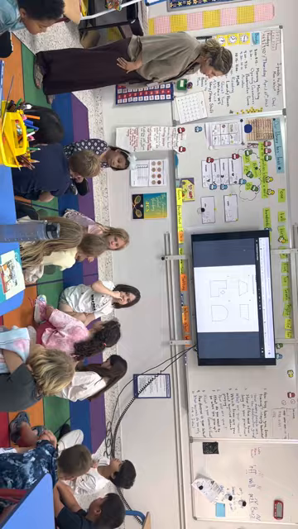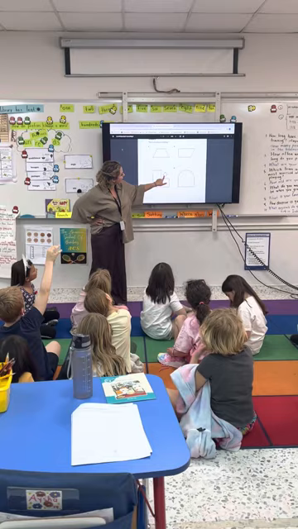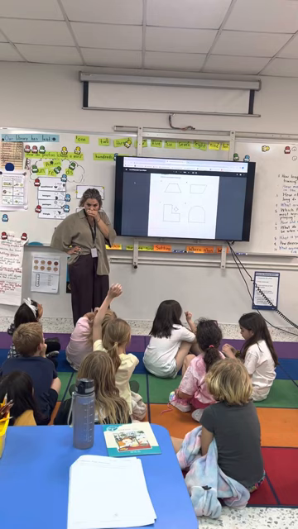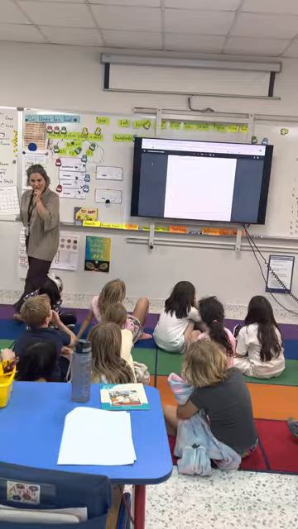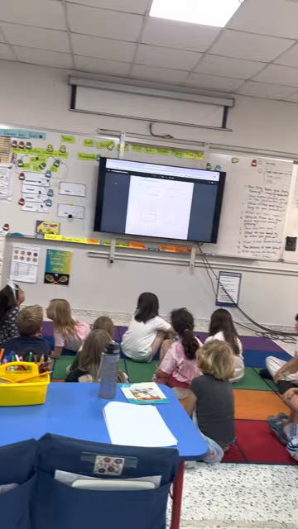Okay. I want you to notice something here. What is this? And how can we use it in each shape? Does this square fit in all of the corners? I wonder. Think about a tile, a little tile. Does it really? No, it doesn't.